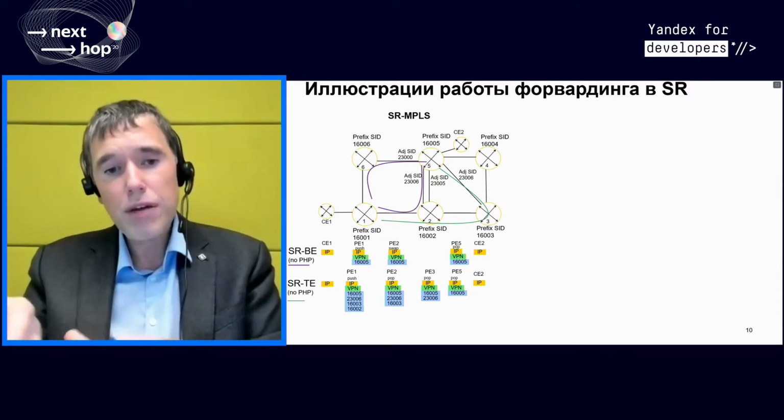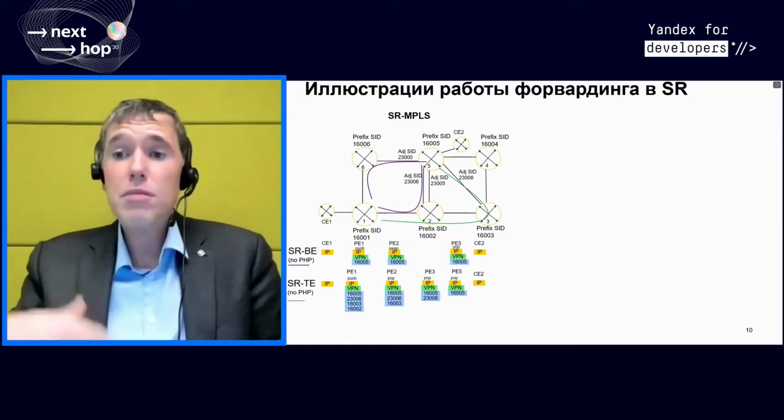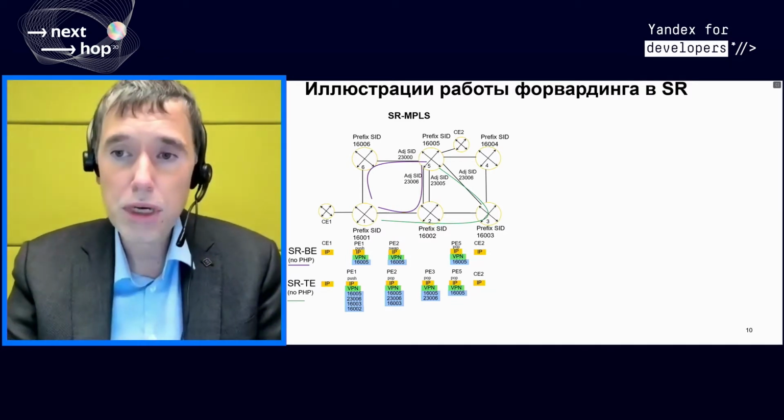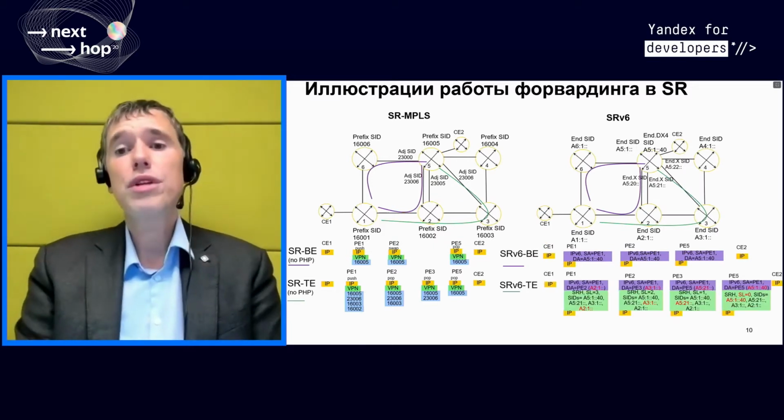If we have traffic engineering, we should add a configuration. We should describe the explicit path for our router, or somebody has to tell us about it, some external system.